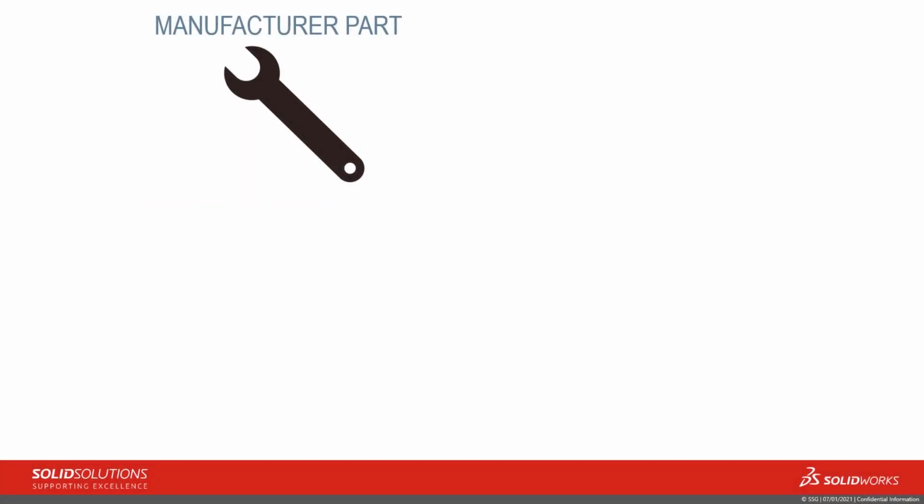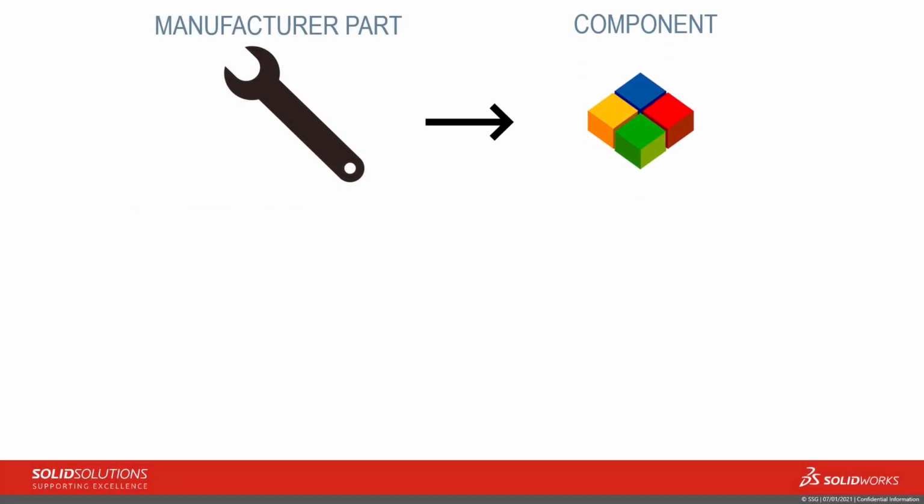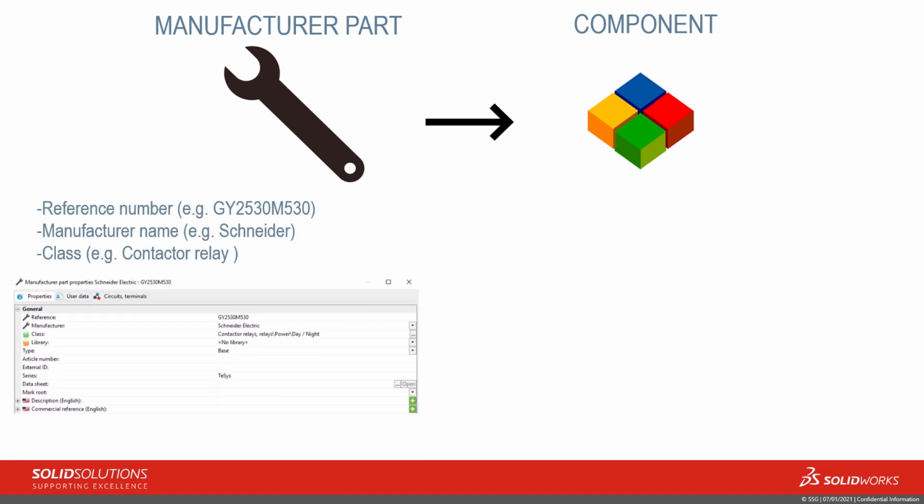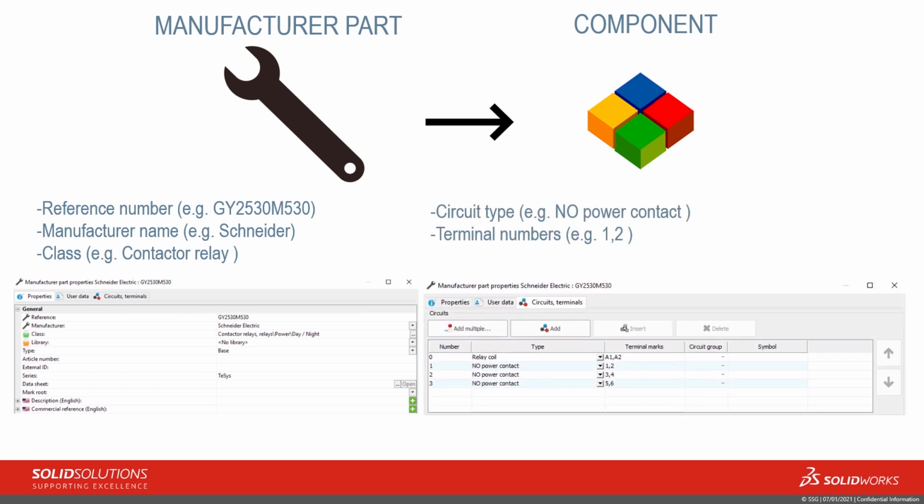A manufacturer part is metadata associated to the component. It represents a physical part or parts that will be ordered, purchased, then installed and wired up. It contains some properties such as reference number, manufacturer name, and class. The circuits and terminals will complete the list of the essential information.